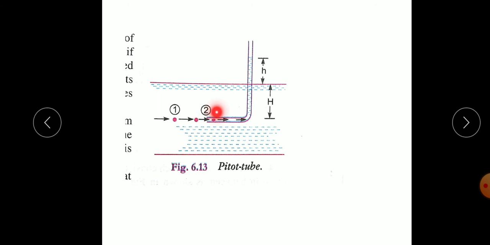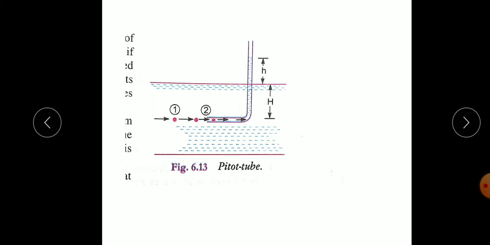So fluid will rise in this piezometer, or it will rise in this tube. H denotes this h. Fluid will rise because of the conversion of kinetic energy into this pressure energy. Initially, from the center of pipe, this is the H difference, and fluid will rise up to h. So by measuring the pressure difference between 1 and 2, we can measure the velocity of the fluid. Pitot tube is normally used to measure the local velocities.